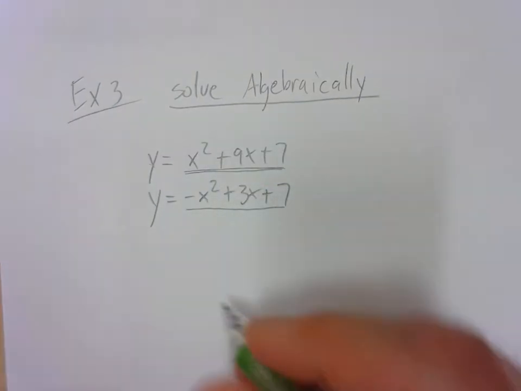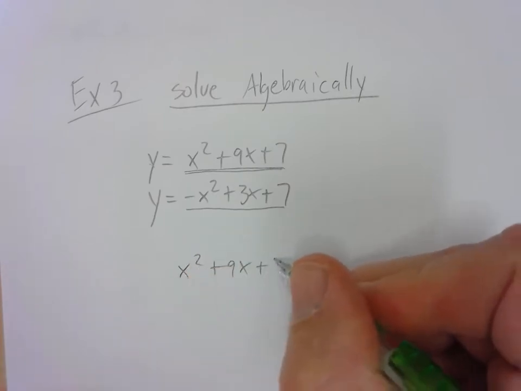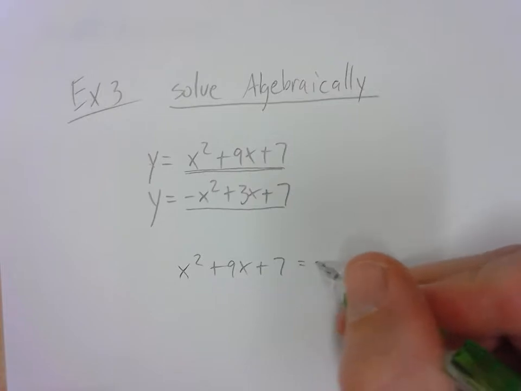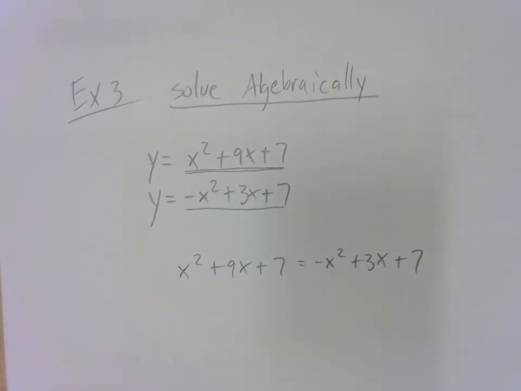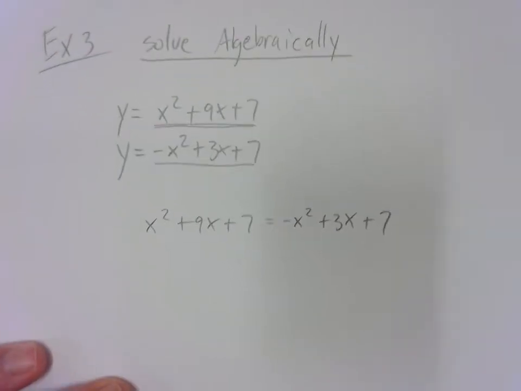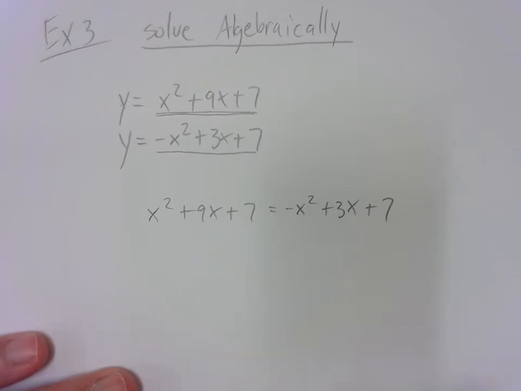So we're going to say x squared plus 9x plus 7 is equal to negative x squared plus 3x plus 7. So now I have a situation where I have a quadratic, and I need to solve the quadratic, and we solve quadratics by setting everything equal to 0.